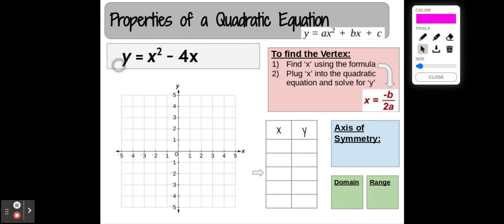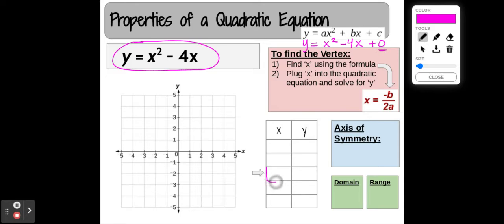Can you graph this quadratic equation right here? Y equals x squared minus 4x. So if I compare that to the standard form, we have y equals x squared minus 4x. Do you notice how there isn't a c value? It would just be plus 0, so no c value.